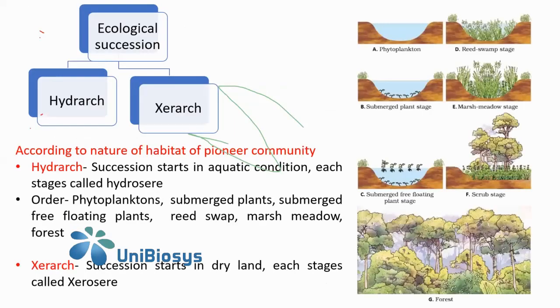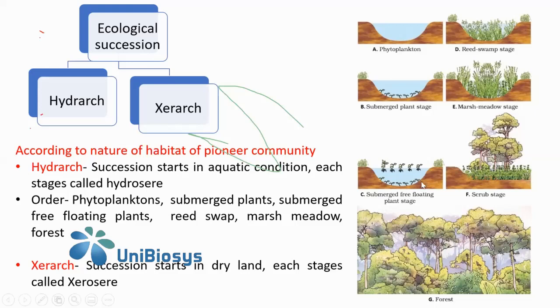Okay, so ecological succession, in which habitat is the ecological succession starting? According to that, we have classified the succession into two. What is that? Hydrarch and xerarch. Remember the name: hydra means something related to water. Hydrarch is when the pioneer community or the succession starts in an aquatic environment, whether it is in a pond or in a lake. If it is starting in a dry land area, it is known as xerarch. Understood? So hydrarch and xerarch.